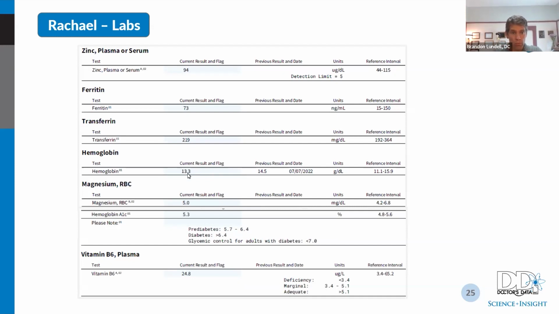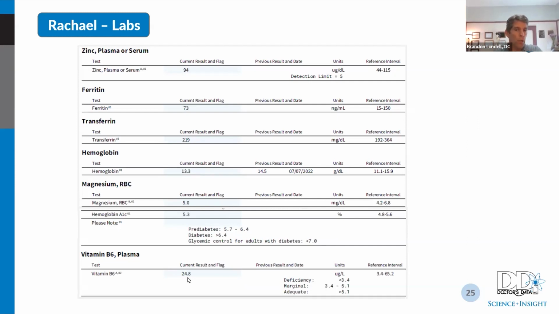Let's see what else. Her red blood cell magnesium, we also want that above a 6. So her magnesium is a little bit low as well, even though it looks like it's right in the middle of the population range, not necessarily healthy.